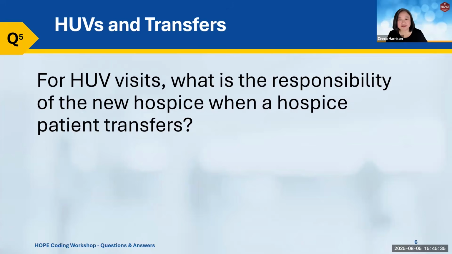Thanks, Brenda. Let's go to the next question. For HUV visits, what is the responsibility of the new hospice when a hospice patient transfers? Since hospice quality reporting is at the CCN level, if a hospice patient's care transfers or changes from one hospice to another, and the two hospices have different CCNs, each hospice should complete a HOPE admission, HOPE update visit records as applicable based on the length of stay of the patient, and a HOPE discharge for the care provided to the patient by their organization.